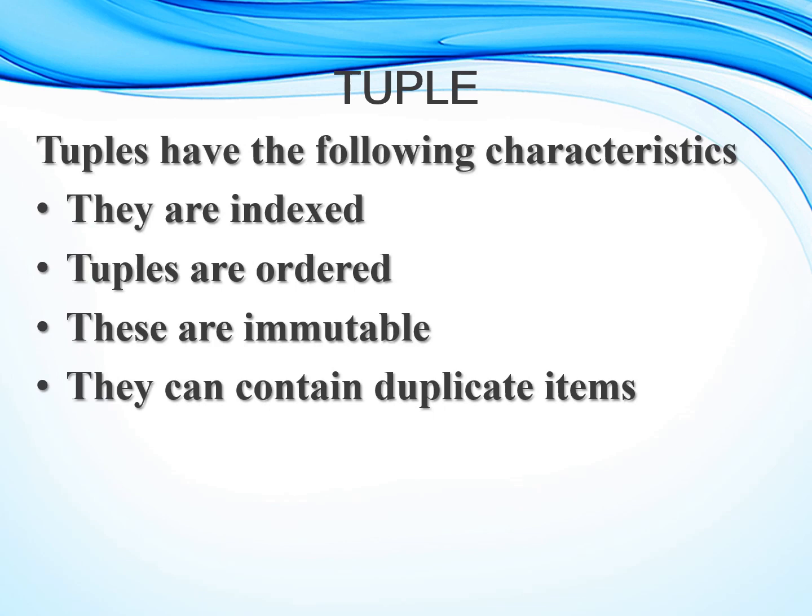Next, we are going to see the important characteristics of tuples. That is, the values in the tuple are indexed and ordered. That is, it is arranged in a sequential manner. And the next important characteristic is that it is immutable. That is, we can't change the values once it is declared, but a tuple allows us to have duplicate values inside it.